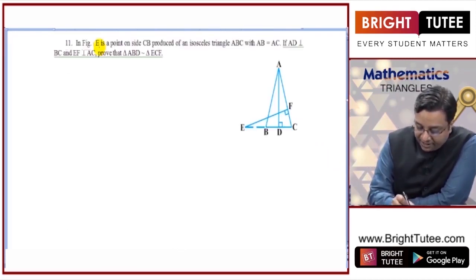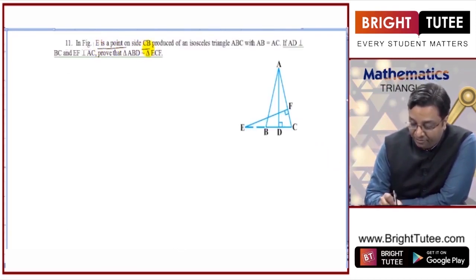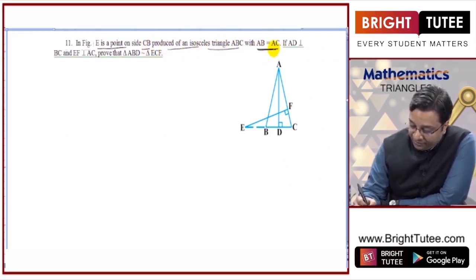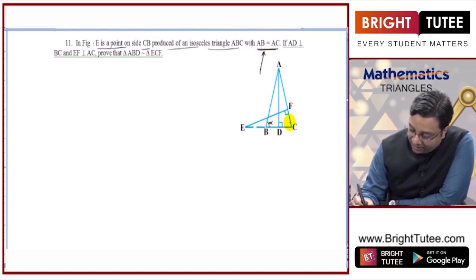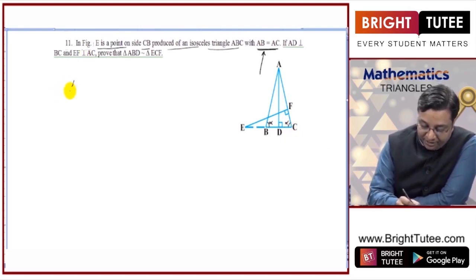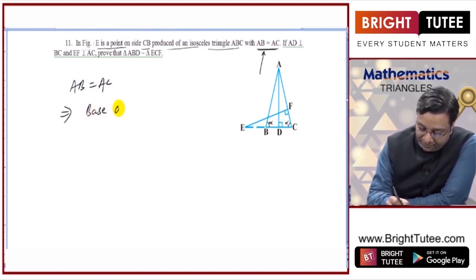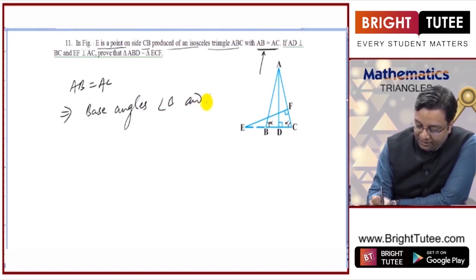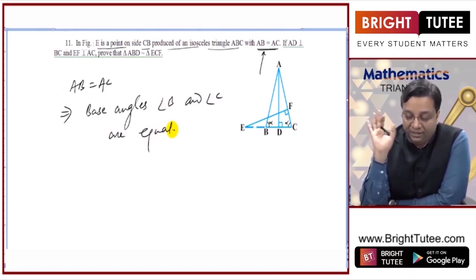Now in this figure, E is a point on side CB produced of an isosceles triangle ABC with AB equal to AC. So the first thing is given that AB is equal to AC. So I'll take this angle as alpha. So this angle will also be alpha. And the statement I'll make here is that AB is equal to AC. Hence, base angles, angle B and angle C are equal, because in an isosceles triangle the angles opposite to equal sides are equal.